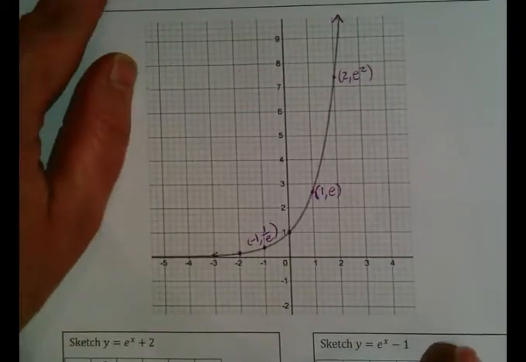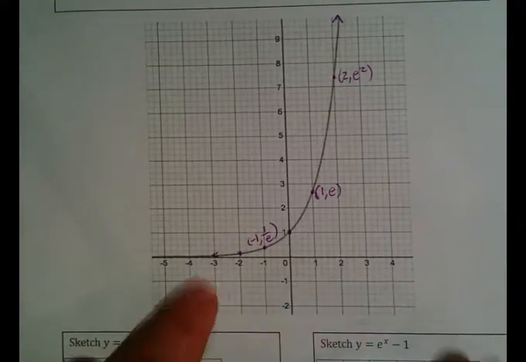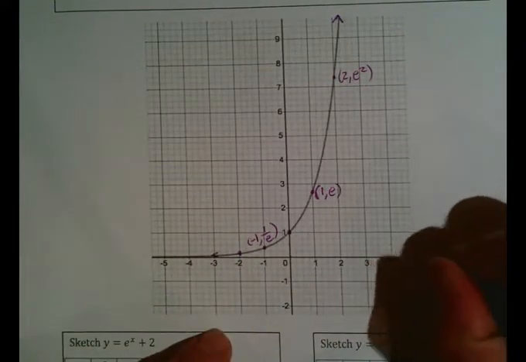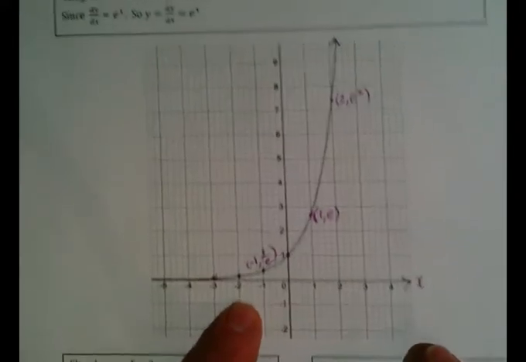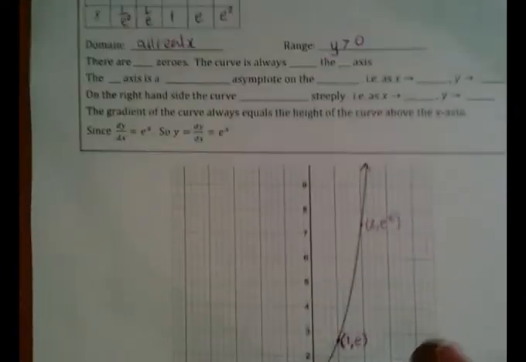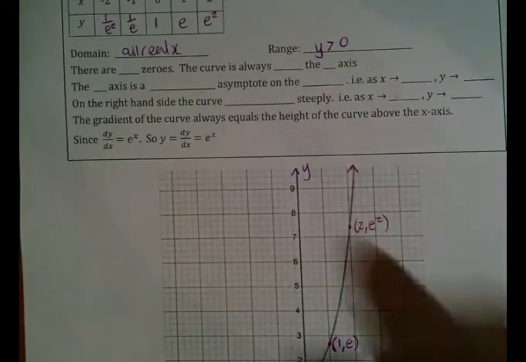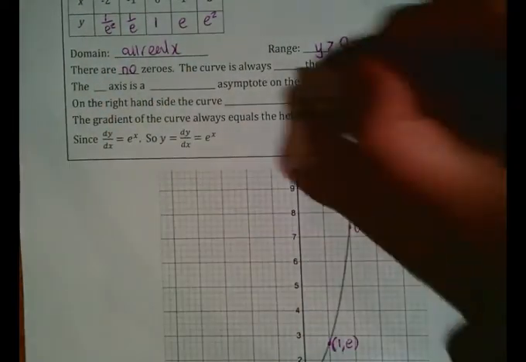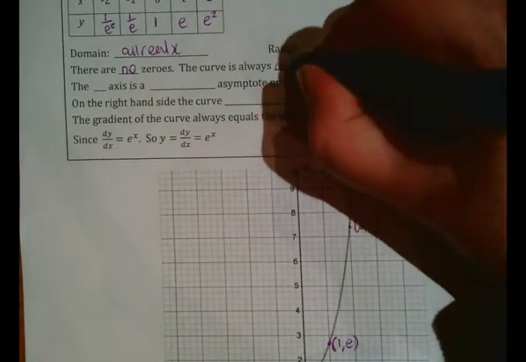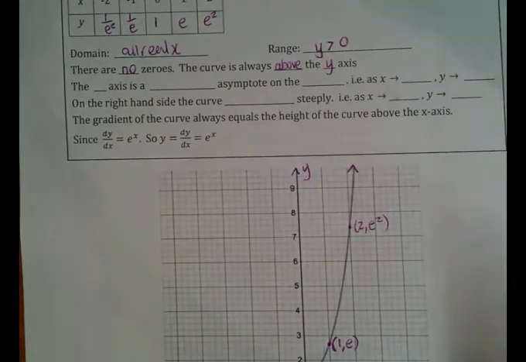Now, it says how many zeros? Zeros are the x-intercepts. Where does the graph cut the x-axis? And the graph does not cut the x-axis. So can you just label your x and y axes as well? So there are no zeros. The curve is always above the x-axis. So the x-axis is a horizontal asymptote.